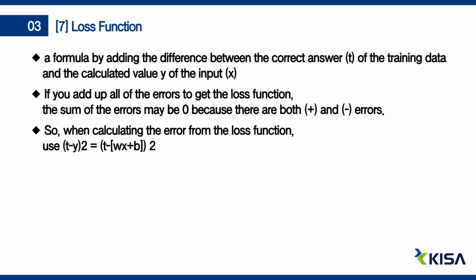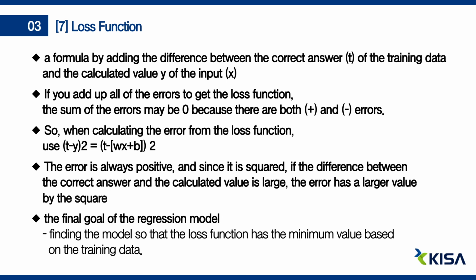(t - ŷ)² = (t - (wx + b))². In this case, the error is always positive. Moreover, since it is squared, if the difference between the correct answer and the calculated value is large, the error has a larger value by the square.